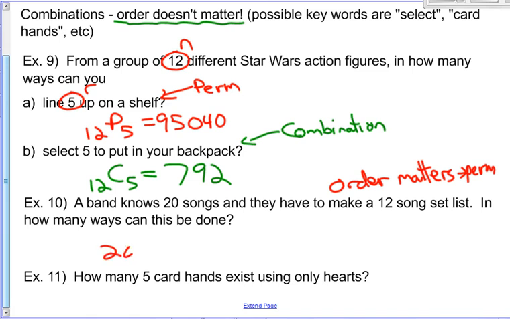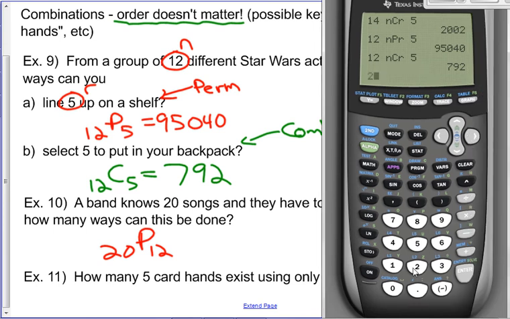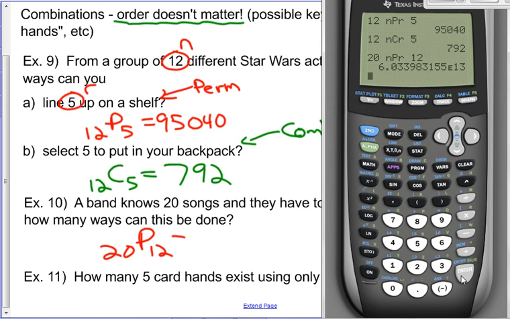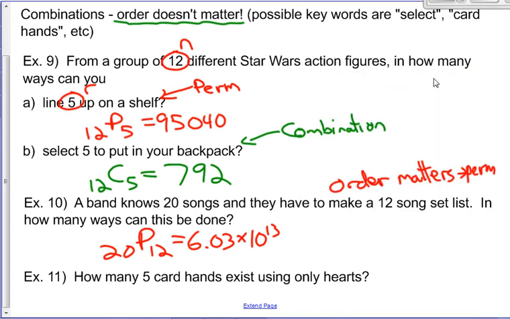There are 20 objects, and we're going to pick 12 of them. And we'll just figure out how big that is. 20P12. Whoa. 6.03, and then mine says E13. That means times 10 to the 13th. And sometimes we find it hard to figure out how big that means. That means that there are roughly 60 trillion different 12-song set lists that they can make just from 20 songs. Numbers get big fast.